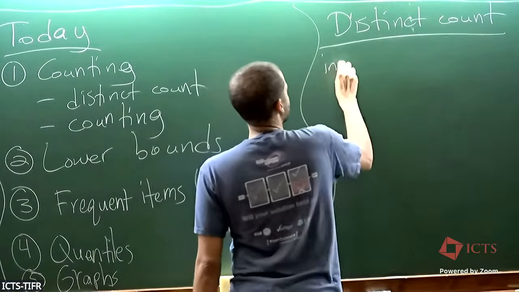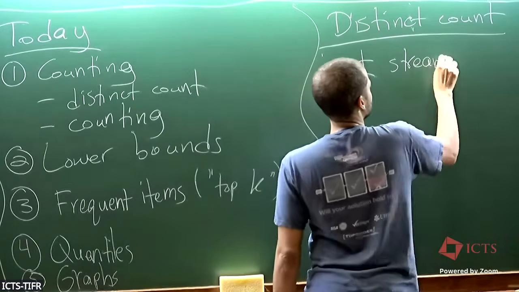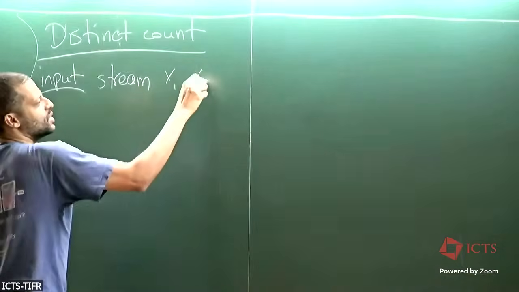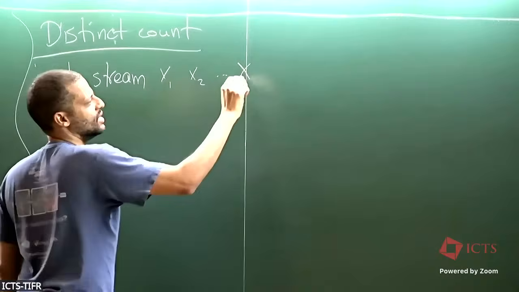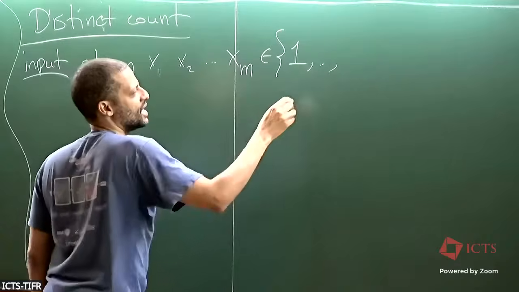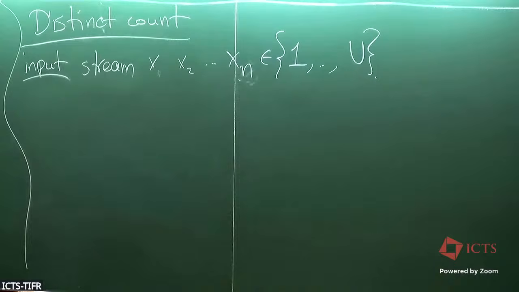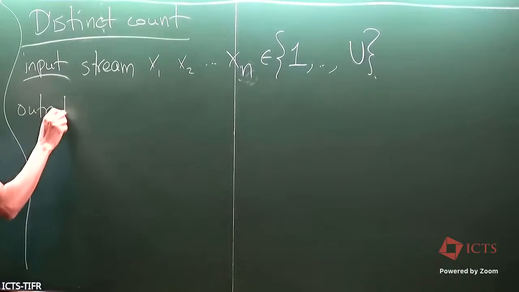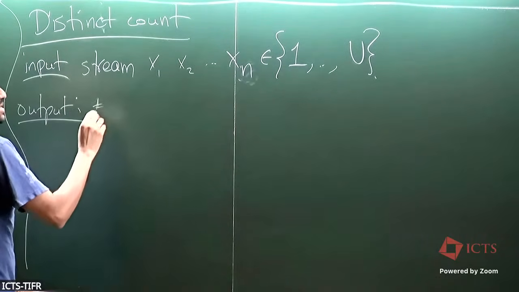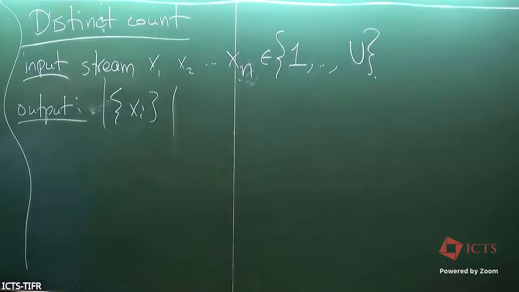So the input is, let's say, a stream x1, x2, and so on. m is the length of the stream, and each one of these items is in some bounded universe of size u, integers from 1 to u. And the output is the number of distinct elements: basically look at the set of all xi and look at its size. What is the number of distinct elements in the stream?